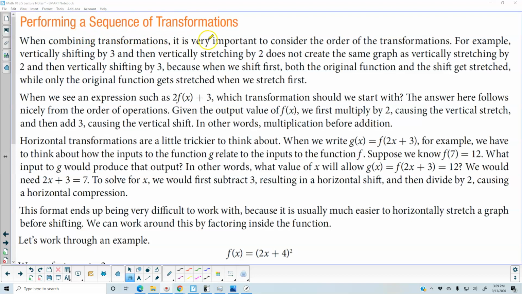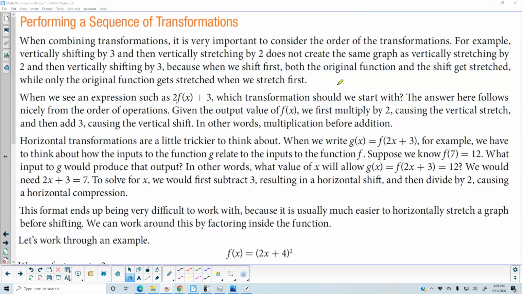Performing a sequence of transformations. When combining transformations, it is very important to consider the order of the transformations. For example, vertically shifting by 3 and then vertically stretching by 2 does not create the same graph as vertically stretching by 2 and then vertically shifting by 3.